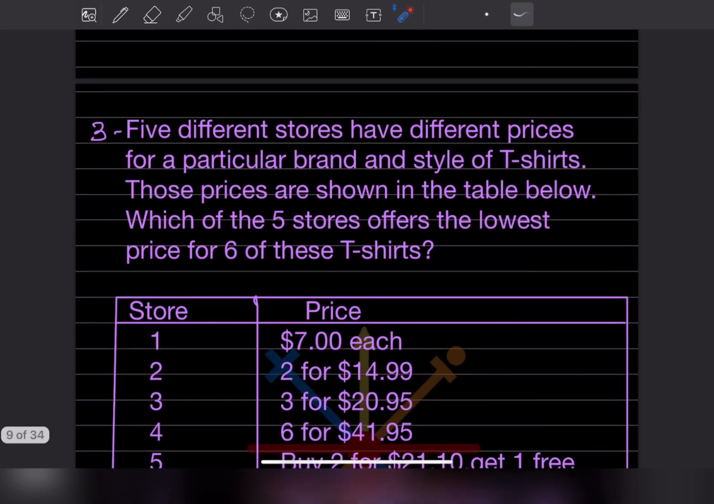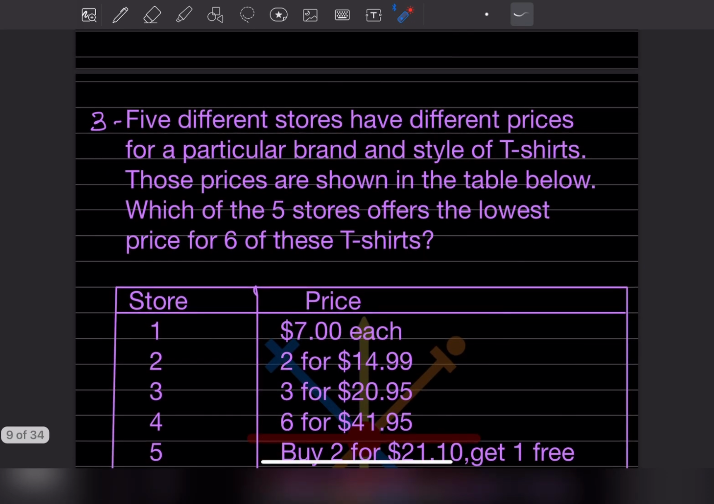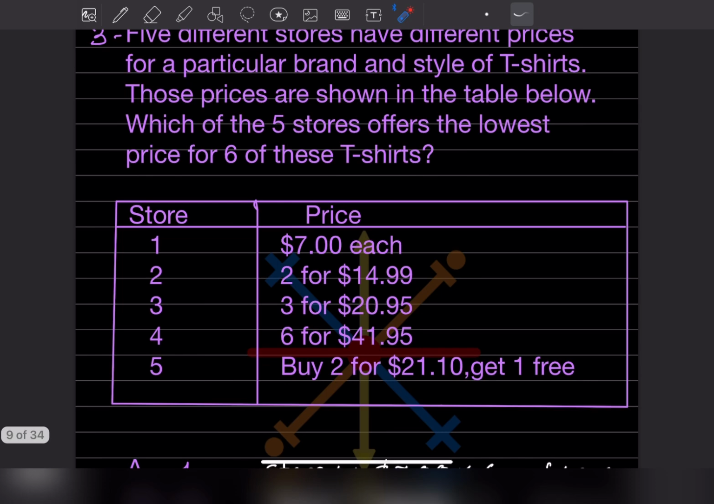Now 5 different stores have different prices for a particular brand and style of t-shirts. Those prices are shown in the table below. Which of the 5 stores offers the lowest price for 6 of the t-shirts? So the table is given here.